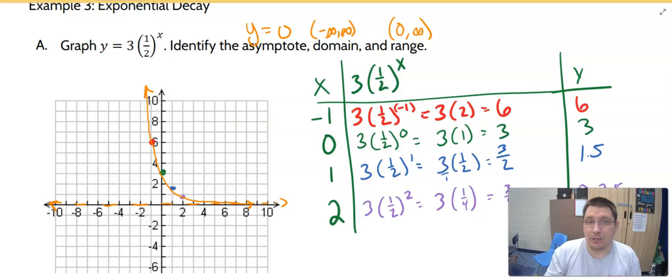Okay? I'm going to skip example B in the notes here and move on to example 4. If you're interested in example B, ask me about it and I'll be happy to go over it with you.